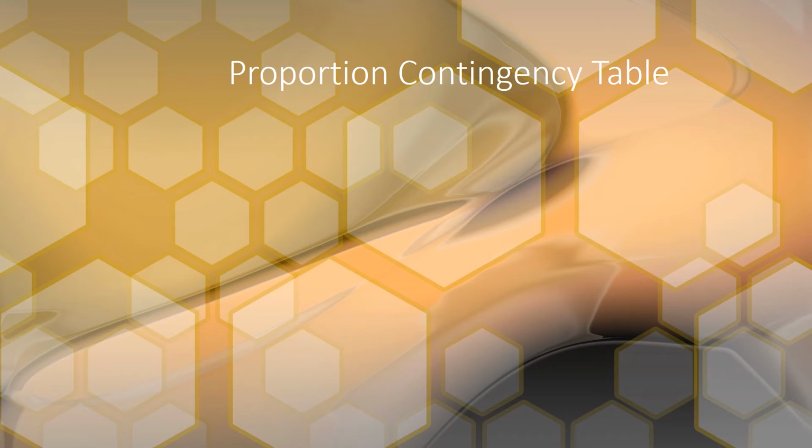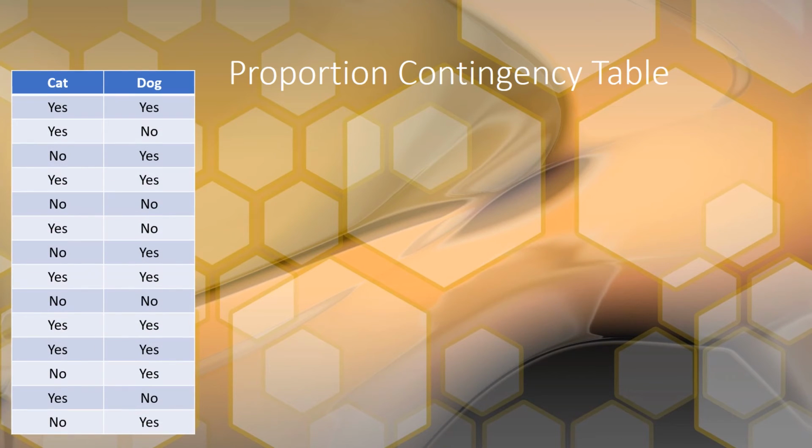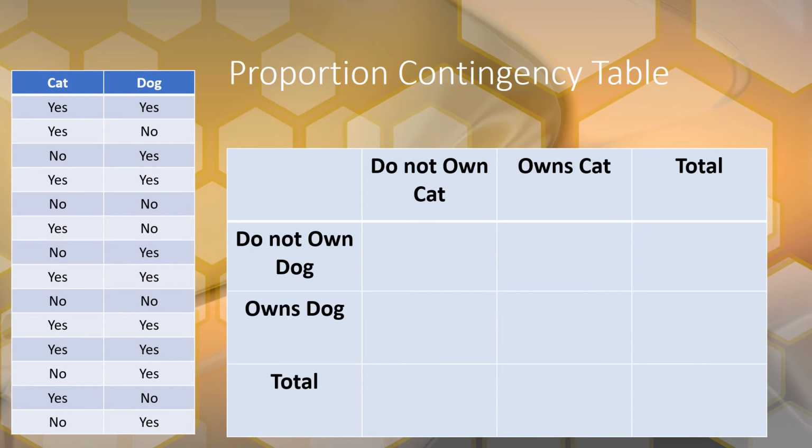So now I'm going to talk about how to make a proportion contingency table. It's very similar to the frequency table, but remember, a proportion is a relative frequency. That is the number in that category divided by the total frequency or the sample size, which is the number of people in your study. So here's the data again, and here's our contingency table.